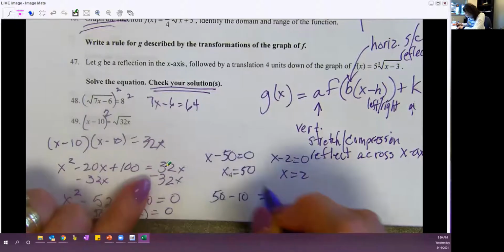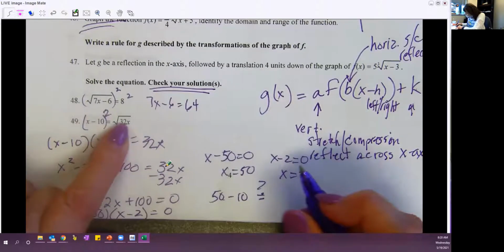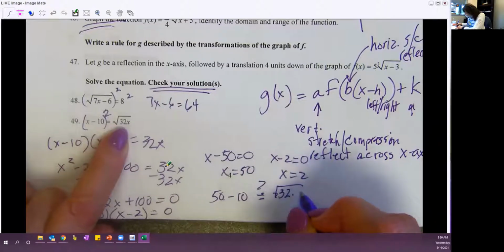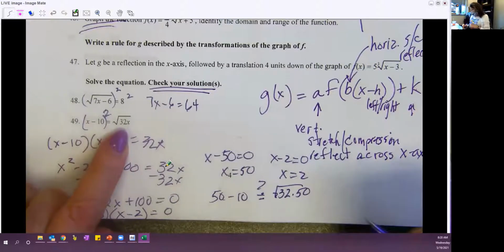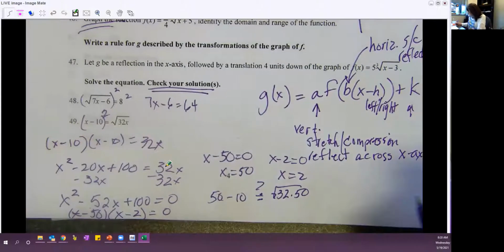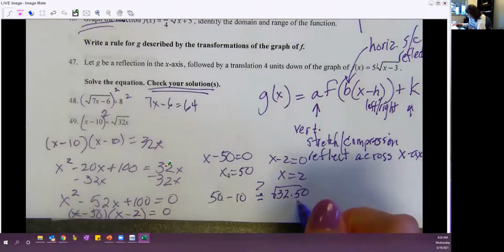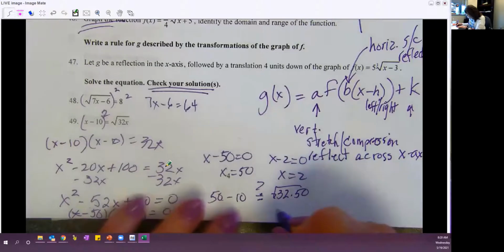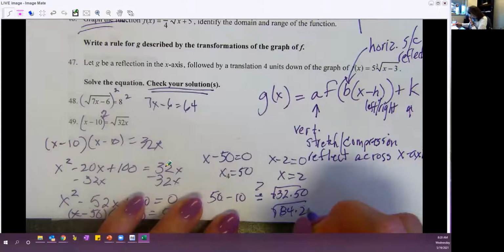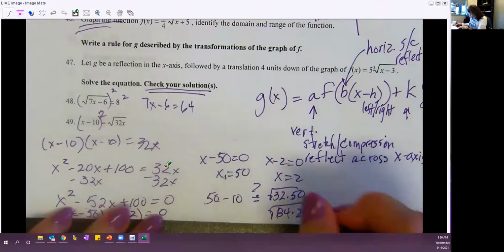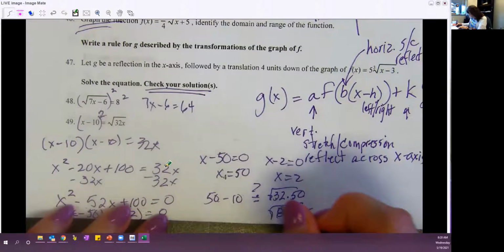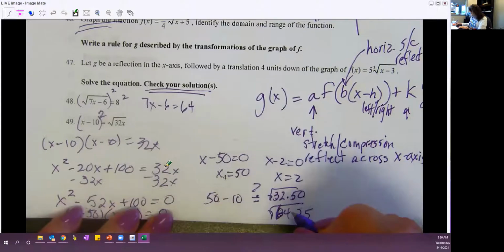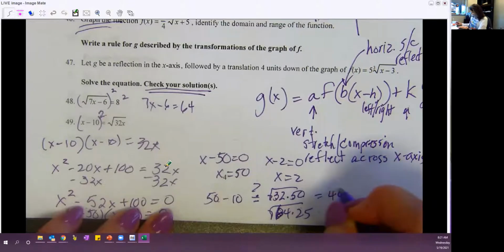And does that equal the square root of 32 times 50? I don't know what that is. Oh, that's 25, that's 2 times 64. So this is the square root of 64 times 25, because this is 2 times 25 and 2 times 32 is 64. That's a 64. So this is 8 times 5, which is 40. So this is 40. So that one works.